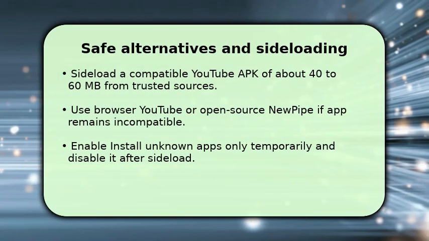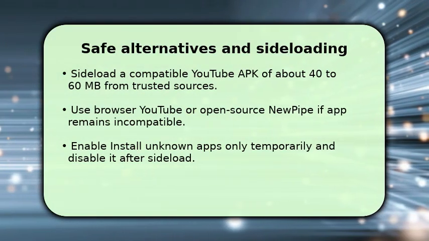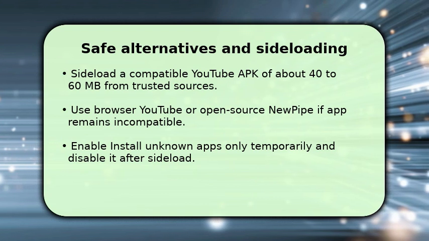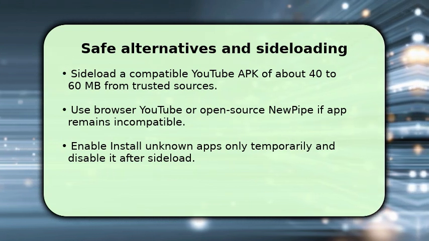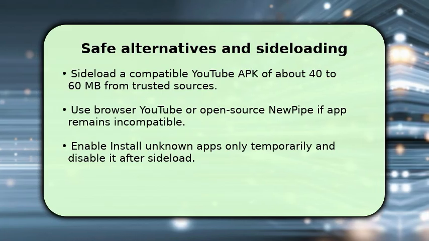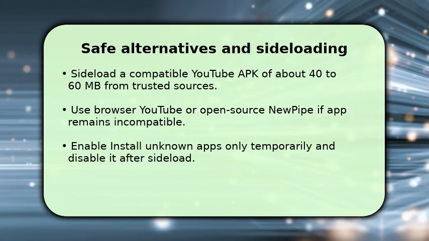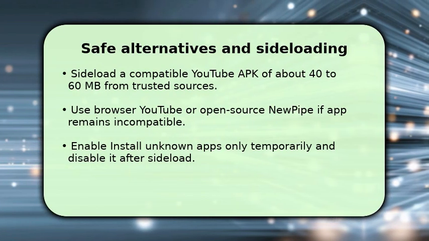If Play Store fixes fail, consider safe sideloading from trusted sources. Download a compatible YouTube APK around 40 to 60 MB that matches your Android version. Enable Install Unknown Apps temporarily and install the APK.